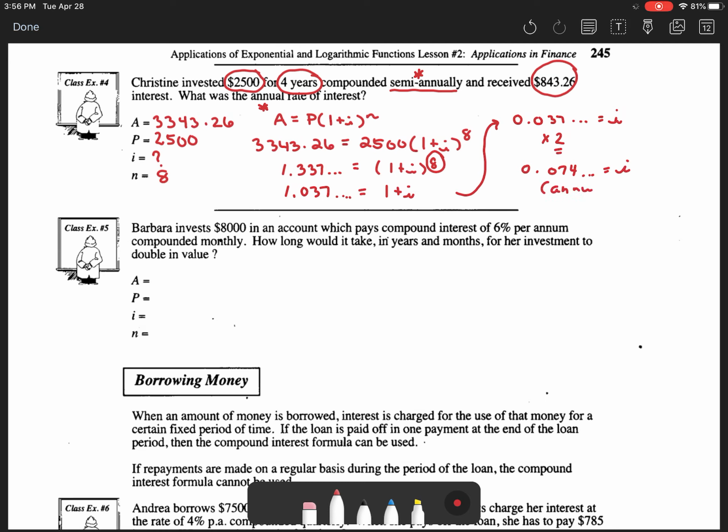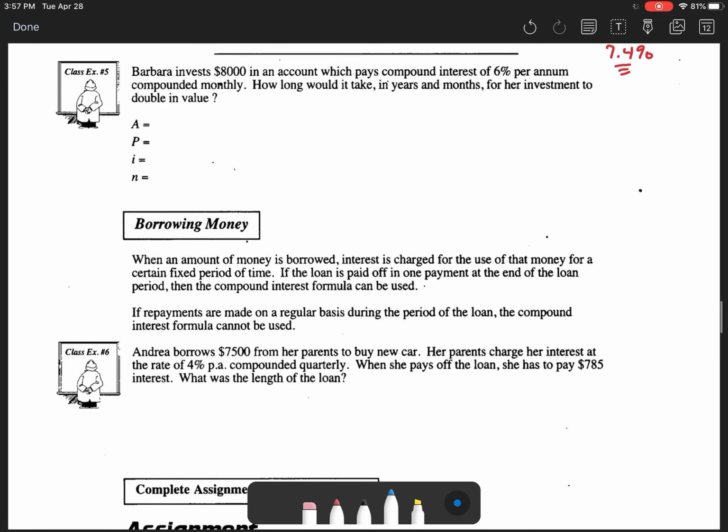So if I take that and multiply by 2, I am going to get 0.074, etc. equals I. Okay, so that's the annual interest rate. That's what I'm after. So as a percentage, that is going to be 7.4%, and that's your final answer there. Okay, moving on.